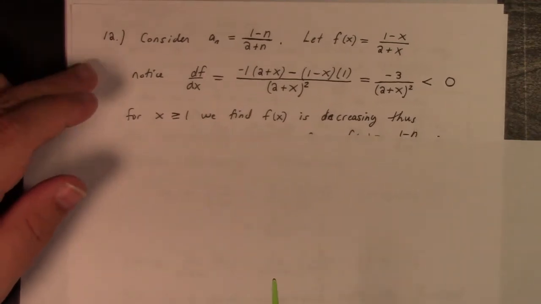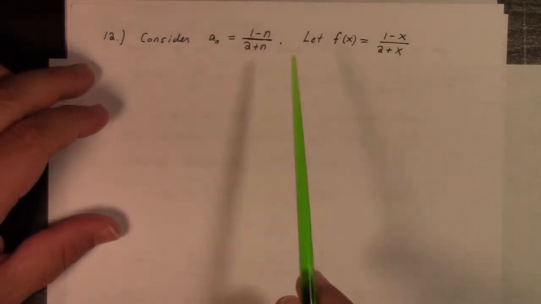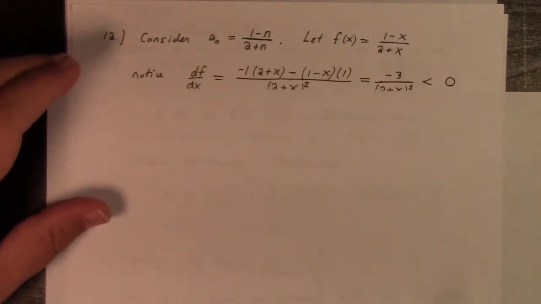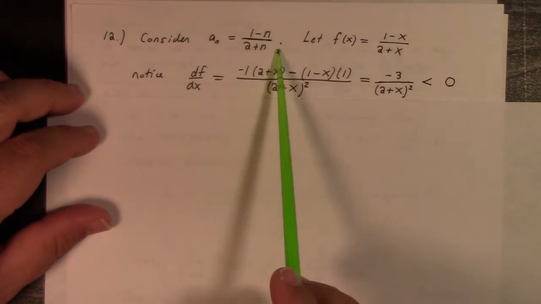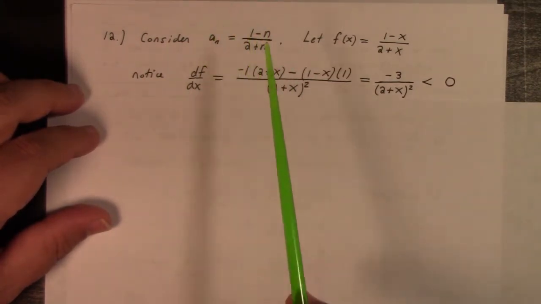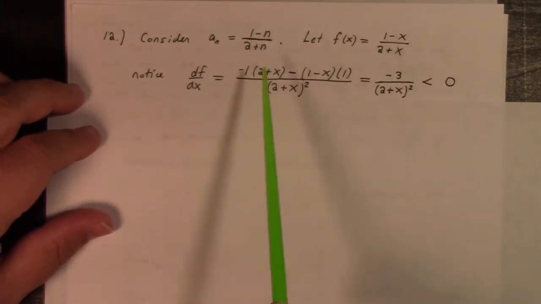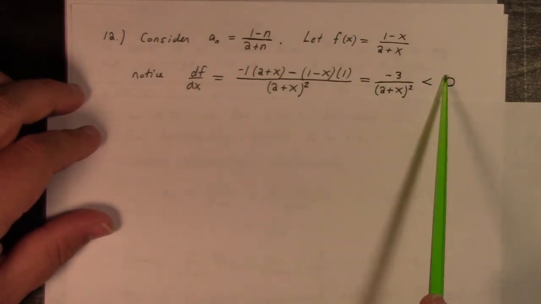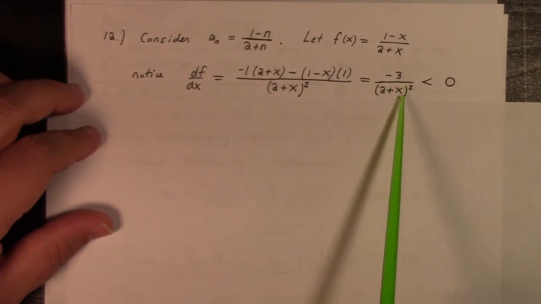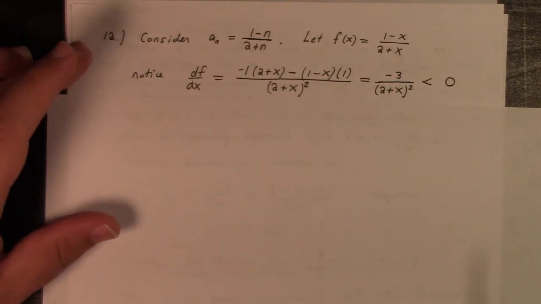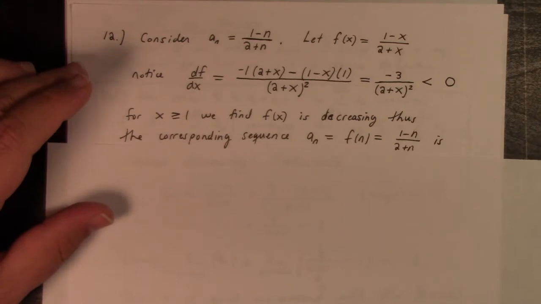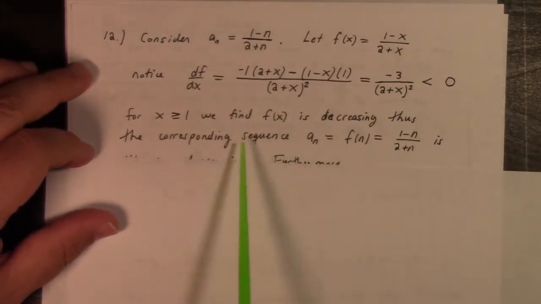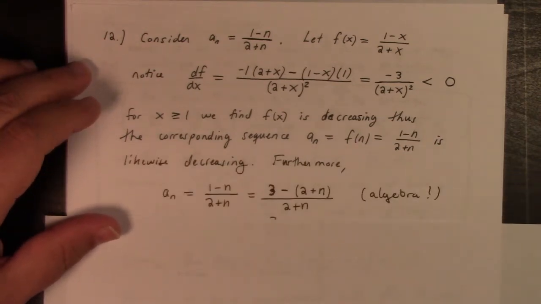Next up, we consider a sub n, which is (1 minus n) over (2 plus n). Again, I look at the continuous extension of it, because to decide whether this is increasing or decreasing, I found it useful to look at calculus. So if I look at the corresponding function and differentiate, I can easily see that the derivative is negative because its formula works out to this, right? If the derivative is negative, that means the function is decreasing for x greater than or equal to 1. And so the corresponding sequence is likewise decreasing.